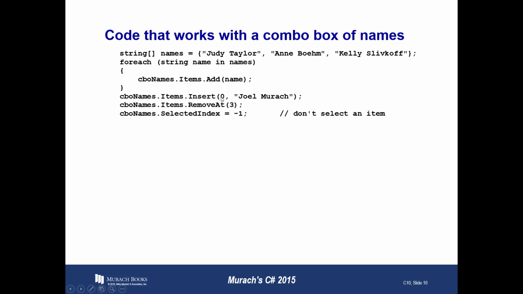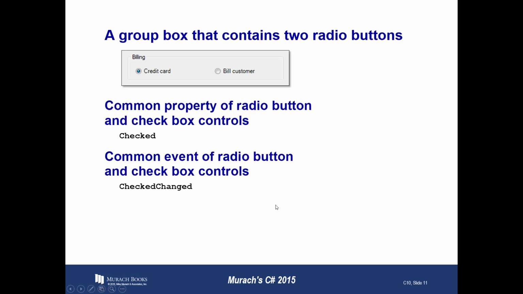Here it says add Joel Murach at 0. So Judy Taylor moves from 0 to 1, Ann Boehm from 1 to 2, Kelly Slivkov from 2 to 3, and Joel Murach is at the beginning. Then it says remove at 3, so that's 0, 1, 2, 3, so Kelly Slivkov will be removed. Here it says selected index equals -1, and I told you in an earlier lecture that -1 basically means nothing's selected.